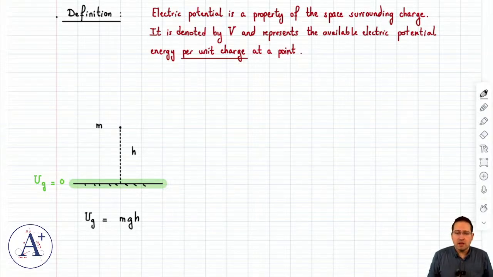That should not be new information. The higher h, the more potential energy you have. And this is a property of the space surrounding Earth. In fact, the position of the mass in the Earth's gravitational field dictates its potential energy. That's what potential energy is. It is energy due to your position.